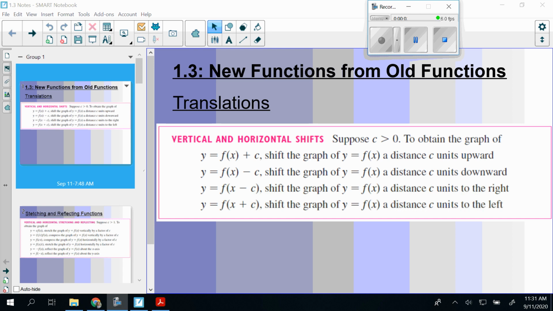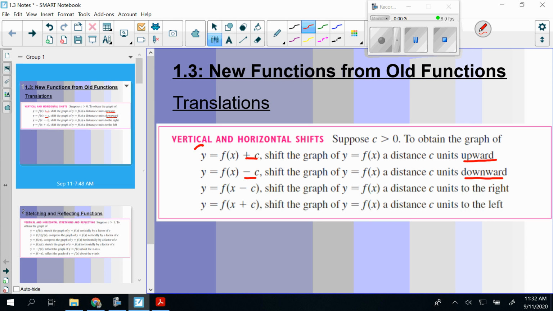All right, in section 1.3, we're going to look at functions and how you create new functions from old functions. One way is to do translations. You looked at these a little bit back in geometry, and we're going to extend a little bit here and look at some other stuff. So anytime you have a number being added or subtracted outside of the function, that's going to shift your graph up or down, with plus being up and minus being down. So these are going to shift vertically.